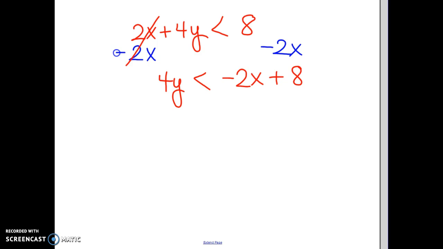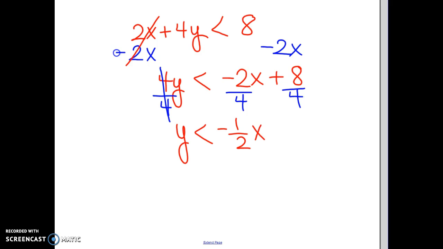I need to get the 4 out of the front of the y. I need to undo 4 times y, so I'm going to divide. I divide every term by 4. So I divide by 4, divide by 4, and divide by 4. The 4's cancel. I keep the y. I bring down the less than sign. Negative 2 divided by 4 is negative 1/2. I keep my x, and 8 divided by 4 is 2. I now have my inequality in slope-intercept form.